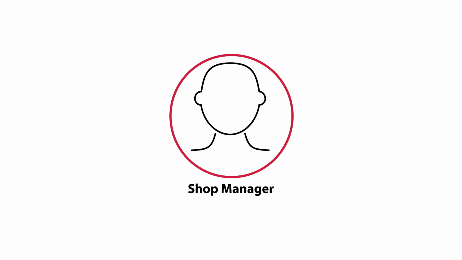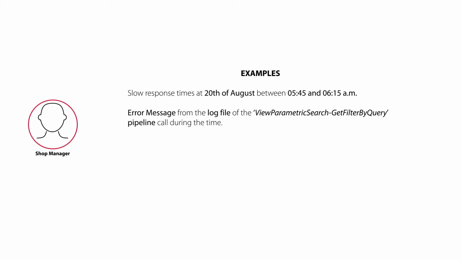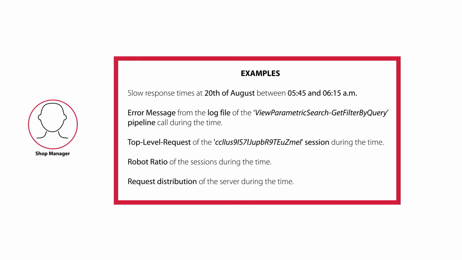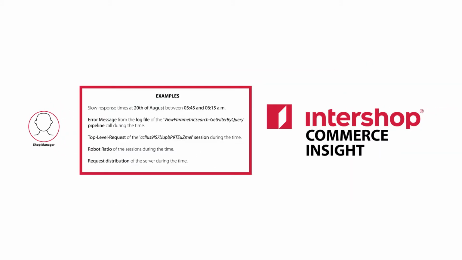In our demo situation, the shop manager experiences decreasing response times on the 20th of August between 5:45 and 6:15 am. He also wants to find the error message from the log file of a specific pipeline call, the top-level requests of a selected session, the robot ratio of the sessions, and the request distribution of the server during the set time. The aim is to use the Intershop Commerce Insight to detect the underlying problems.